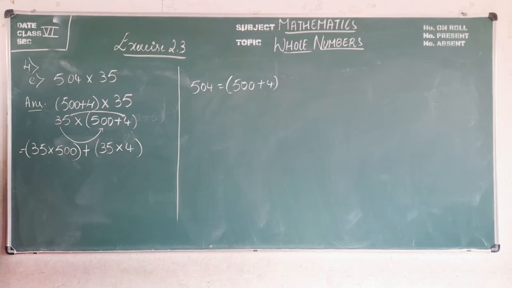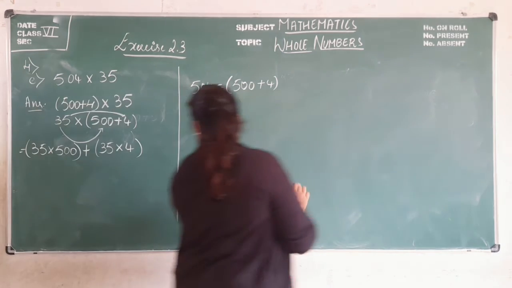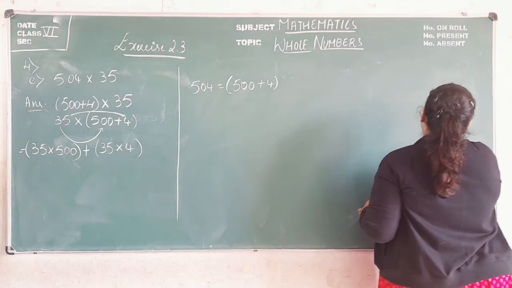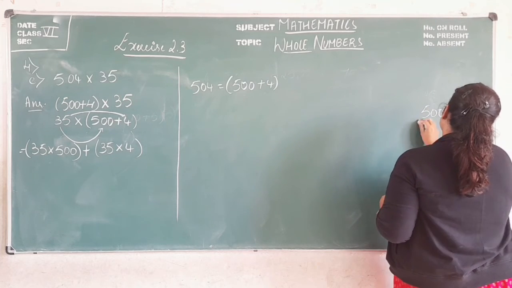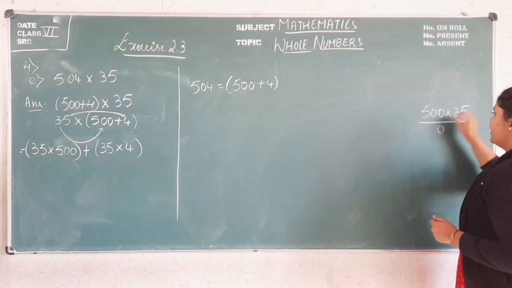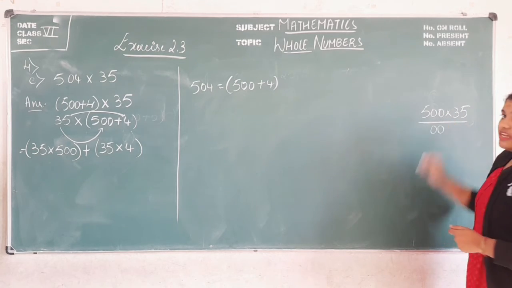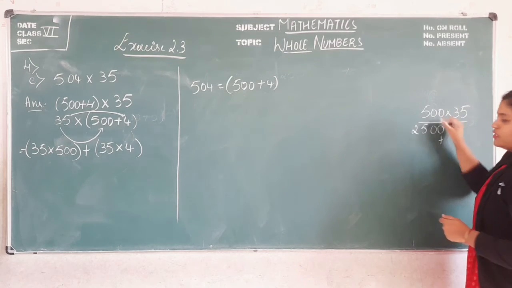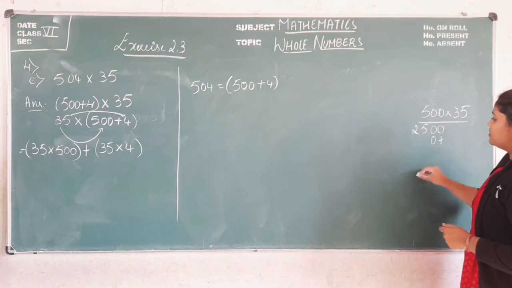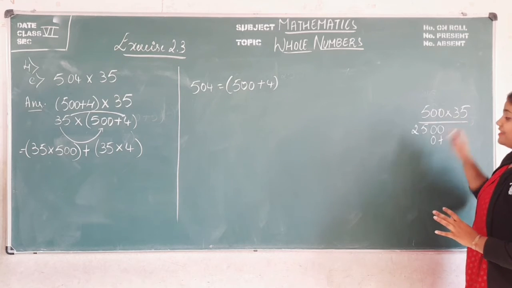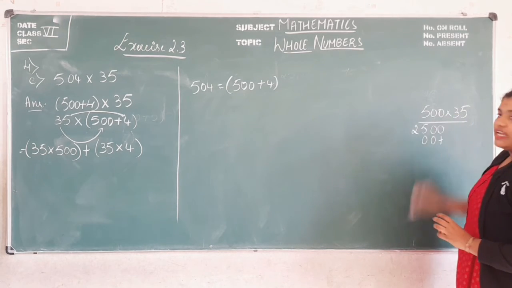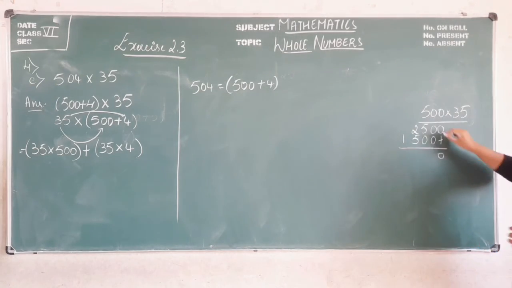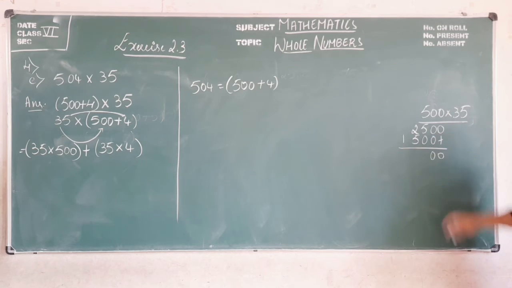Yes, we have to solve the bracket. So inside the bracket, first we have 35 into 500. So 5 zeros are 0, again 5 zeros are 0. What is 5 5s are? Yes, 25. So 5, 2. Then 3 zeros are 0, again 3 zeros are 0, then 3 5s are 15. So 5, 1. So now 0, what is 0 plus 0? 0. What is 5 plus 0?